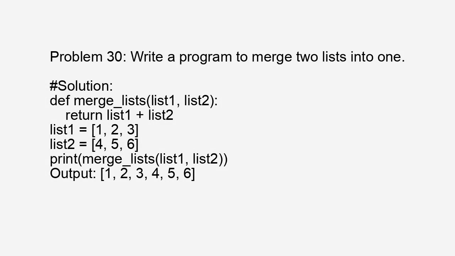Problem 30. Write a program to merge two lists into one. Solution: def merge_lists(list1, list2): return list1 + list2. list1 = [1, 2, 3]. list2 = [4, 5, 6]. print(merge_lists(list1, list2)). Output: 1, 2, 3, 4, 5, 6.